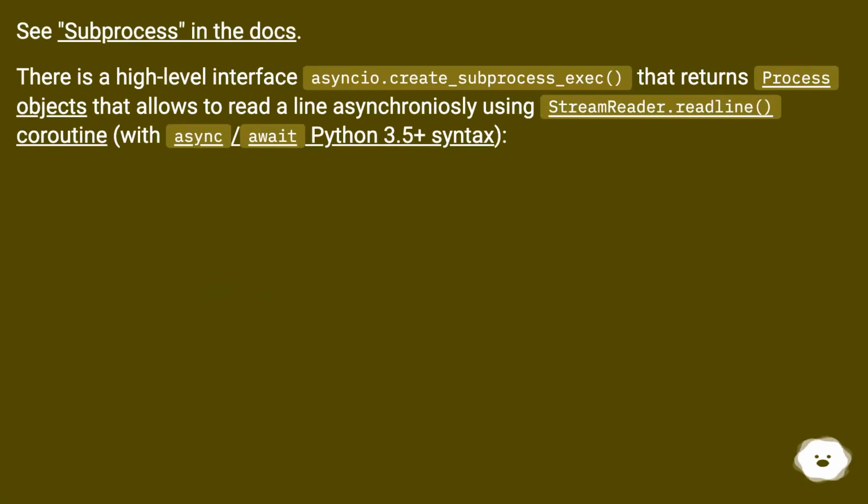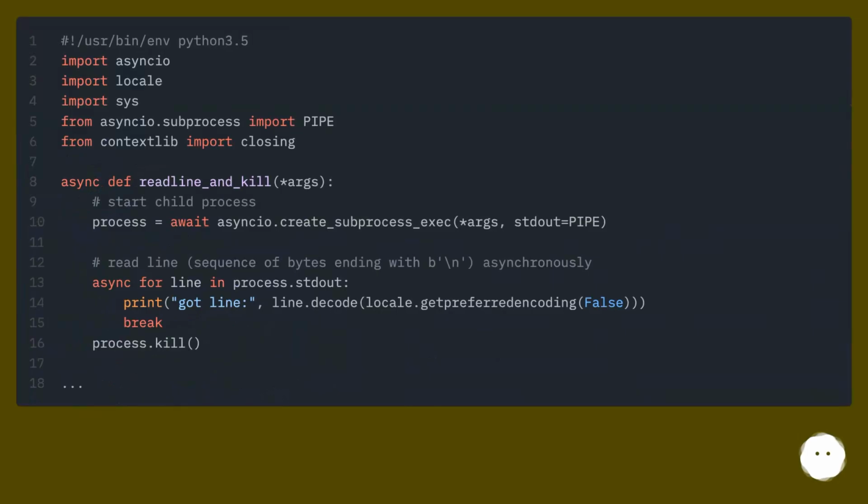See subprocess in the docs. There is a high-level interface, asyncio.create_subprocess_exec, that returns Process objects that allow you to read a line asynchronously using the StreamReader.readline coroutine with the async/await Python 3.5+ syntax.